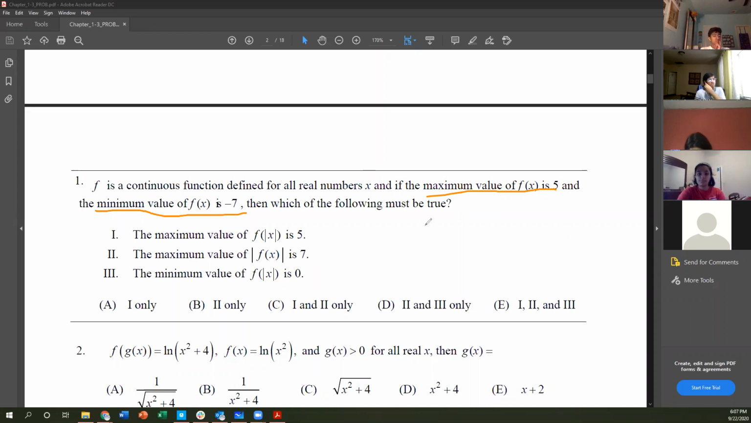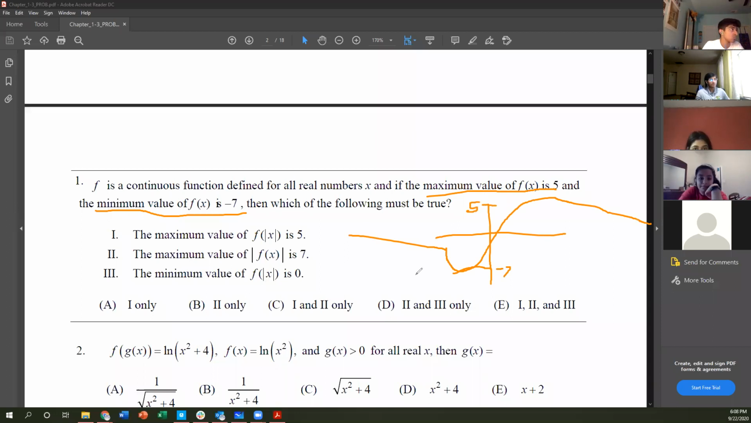Can I make a suggestion? Whenever you see a problem like this, what I'd want you to do is immediately just draw it out. So the minimum of f of x is -7. It might look something like this. I don't know. But this right here is -7, and this right here is +5, right? Okay. Yeah. It says the maximum value of f of absolute value of x is 5.